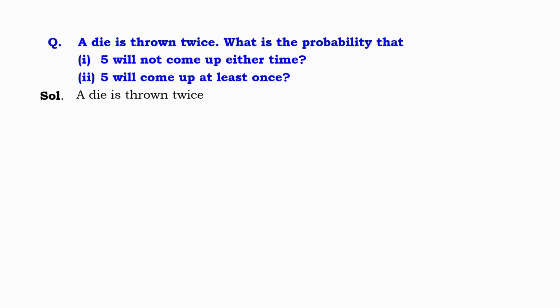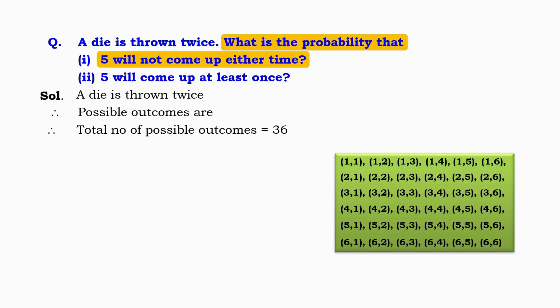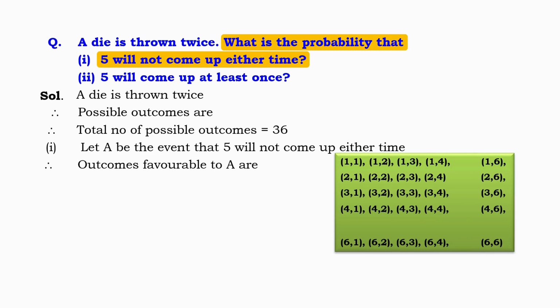So our die is thrown twice, meaning two times over here. So what are the possible outcomes? These are the possible outcomes, right? Now the total number of possible outcomes is equal to 36. Now what is the probability that 5 will not come up either time? So let A be the event that 5 will not come up either time, meaning 5 will not come up ever, right? So let us remove all the outcomes which have 5. So basically we are removing all the instances where we got 5.